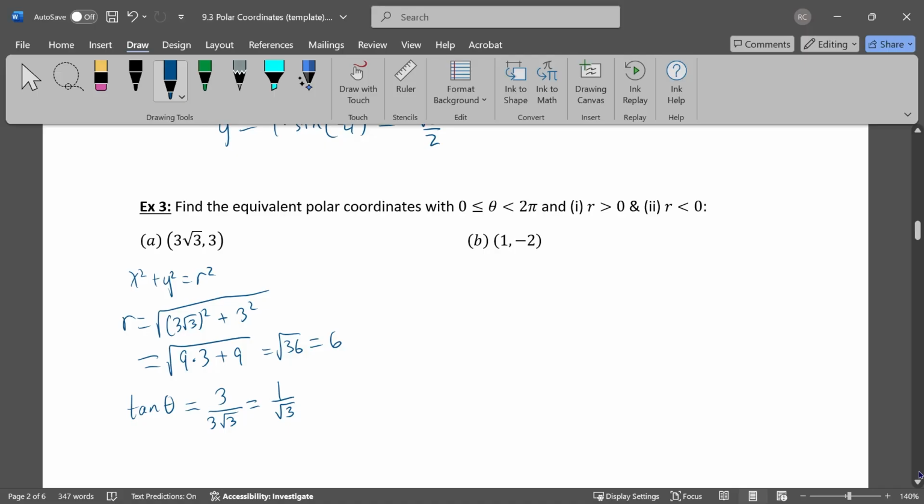But in this case, that isn't really necessary because I know that tangent is sine of theta over cosine of theta. And 1 over root 3 is the same thing as 1/2 divided by root 3 over 2. And I know that the angle that gives me 1/2 for sine and the square root of 3 over 2 for cosine is pi over 6. So that gives me my first version of the coordinates, which is 6, pi over 6.